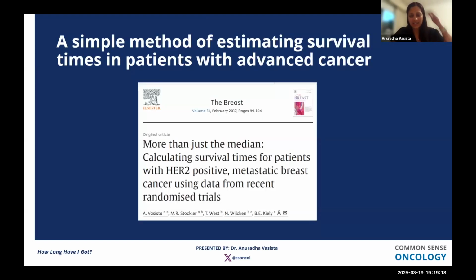So I'm hoping to illustrate how we do this using one of a trial, a project or a study that we did. And we looked at survival times for patients with HER2-positive metastatic breast cancer. And we looked at all the recent randomized trials in this space.